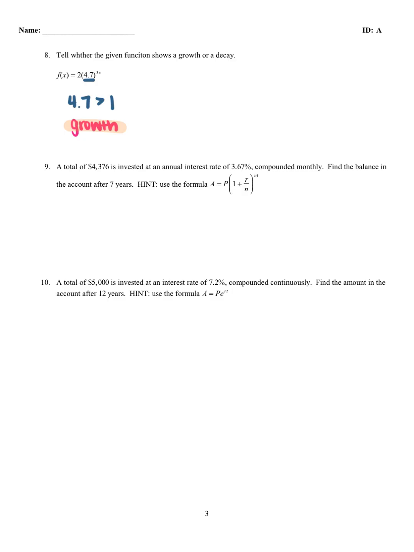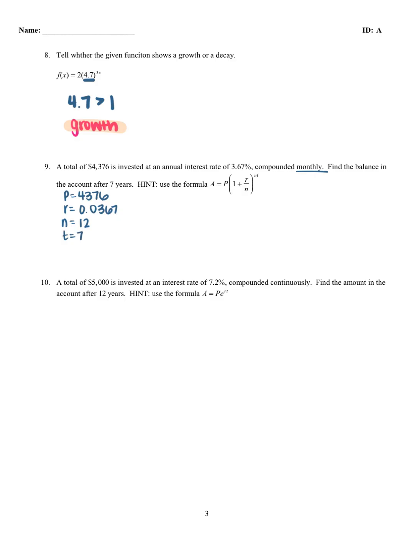For number 9, it tells us that a total of $4,376 is invested into an account with an annual interest rate of 3.67% compounded monthly. We're finding the balance in the account after 7 years, and we're using the formula A is equal to P times 1 plus R over N to the power of N times T. So in this case, your P is the 4376. Your rate as a decimal is 0.0367. Your N, because it's monthly, is 12, and your time is the 7.